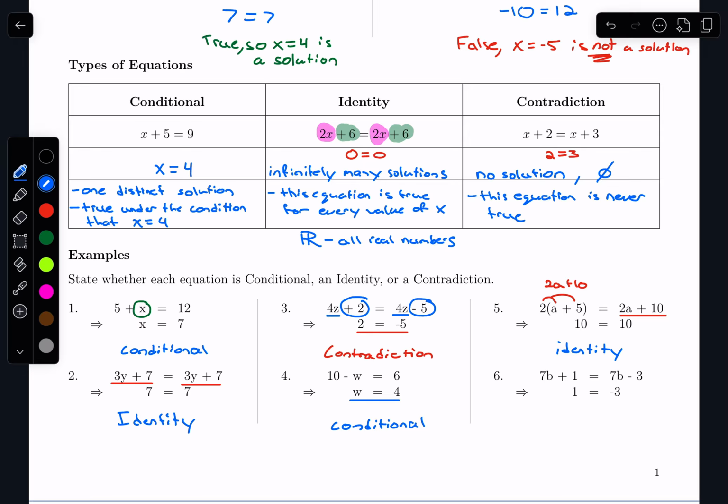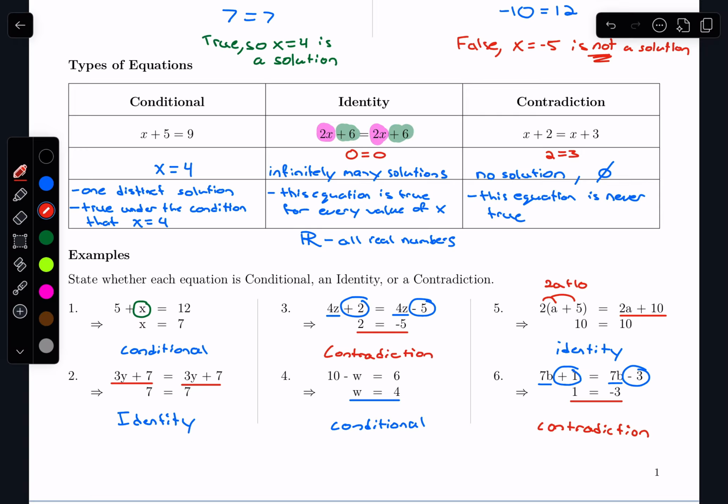Number 6 down there, 7b plus 1 equals 7b minus 3. This should remind you of number 3, where we have 7b on both sides, but something different is being done to it. So if you start with 7b in both cases, but you do different things to that 7b, you're going to end up with different results. And that's exactly what happens. We end up, when we solve, with 1 equals negative 3. That is false. And again, more specifically, we call that being a contradiction. So there is no solution to number 6.